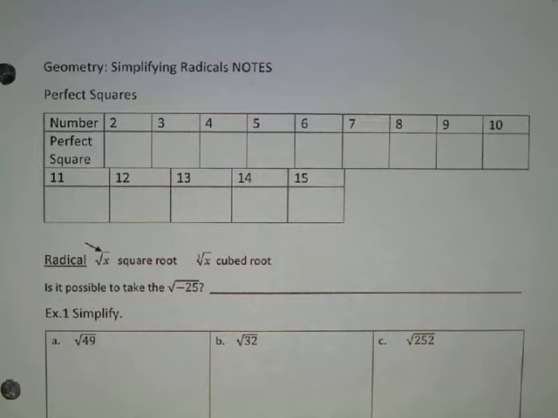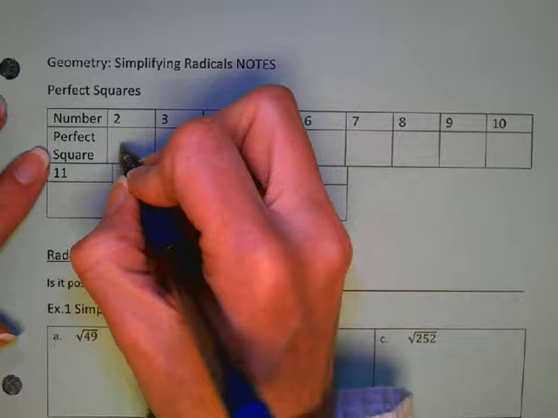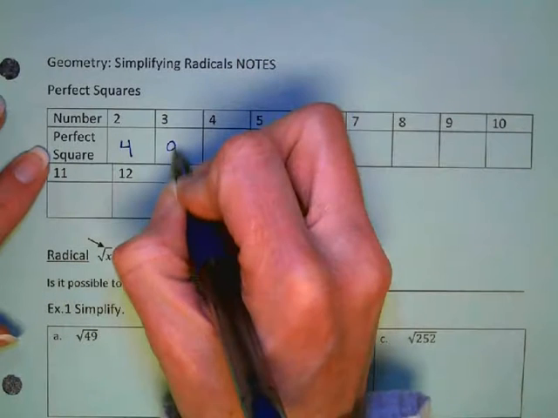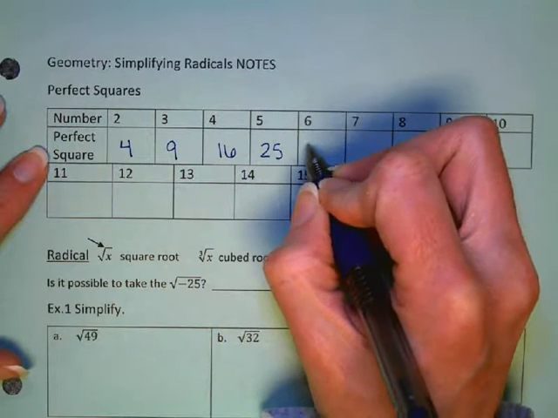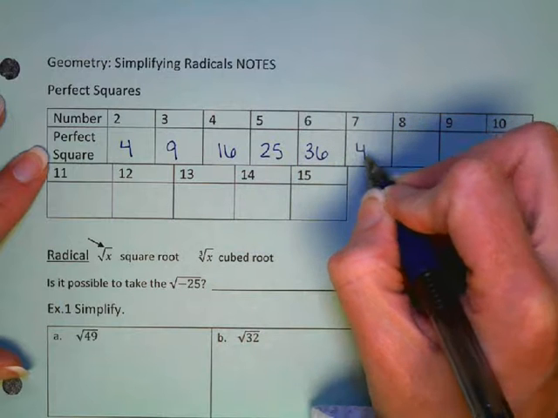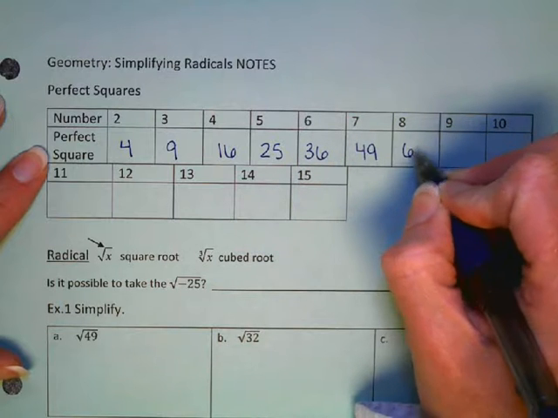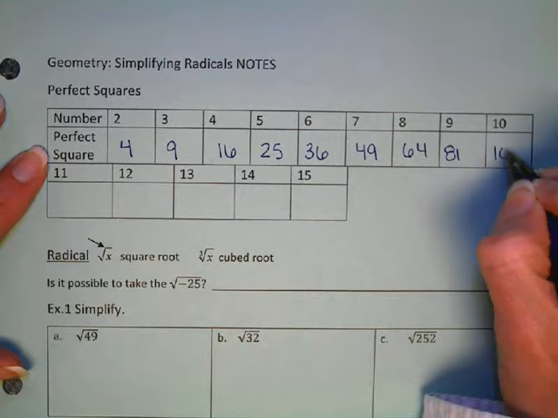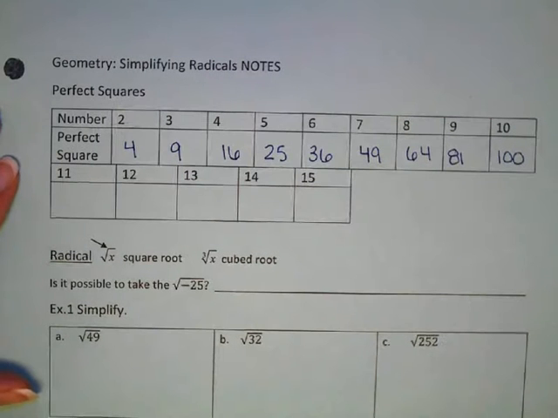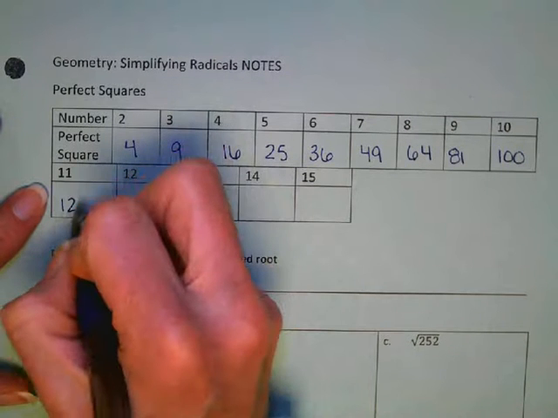Algebra concept today in geometry: just how to simplify radicals and what perfect squares are. So we are going to start with just squaring these numbers and seeing what you get. To square it, 2 times 2 is 4, 3 times 3 is 9, 4 times 4 is 16, 5 times 5, 6 times 6, 7 times 7, 8 times 8, 9 times 9 is 81, 10 times 10 is 100. We could go on forever, but we're just going to do up to like 15.